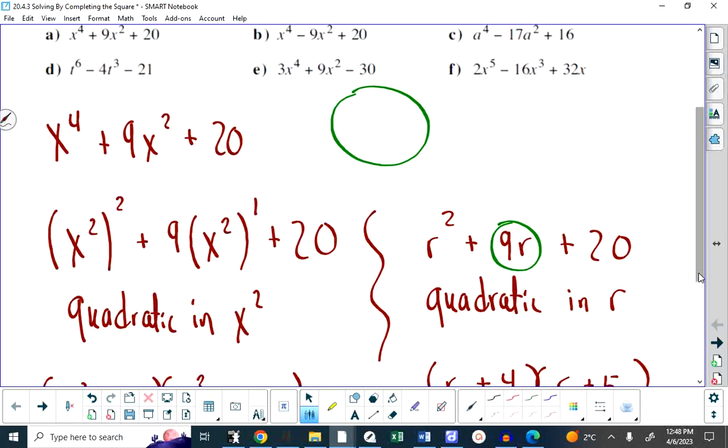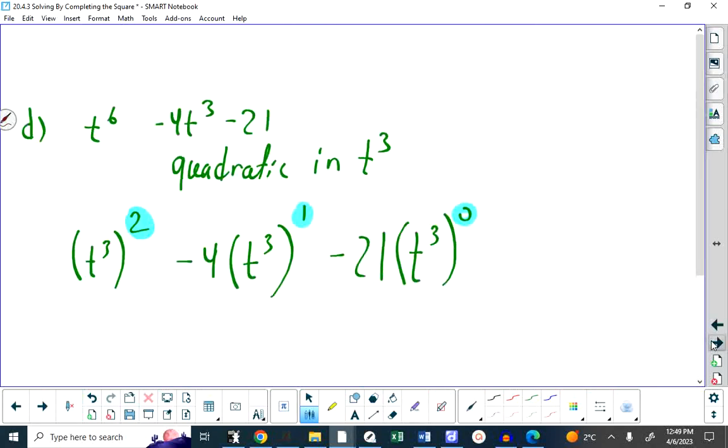So the first term has to be some variable squared. In this case, it's x squared squared. The second term has to contain that same variable, x squared to the 1. The third term has no variables. This contains a variable, t cubed, to the 2 squared. It contains a variable in the middle term of t cubed to the 1, and there are no t cubes in the last term, so it's quadratic in t cubed.